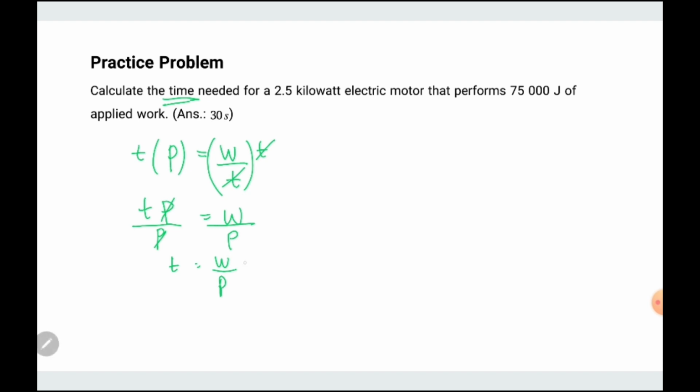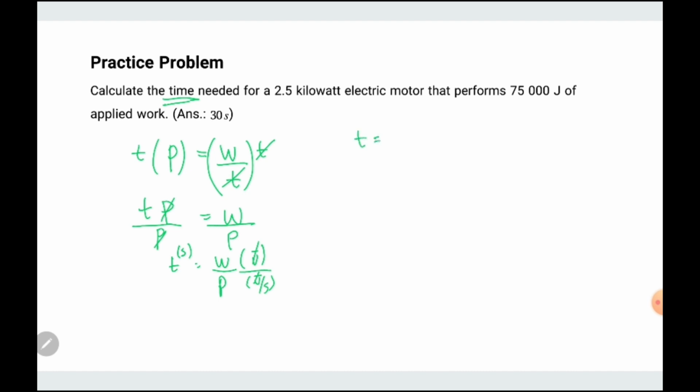by power. Work, remember, is in joules. Power is in joules per second. So you cancel the joules, and then you get the reciprocal, 1 over s in the denominator, and the final unit will be in seconds.